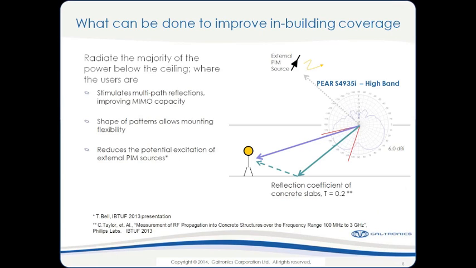Okay, so three things: we're radiating power below the ceiling, we're trying to stimulate the multipath environment, because that is required to give high order modulation, high order capacity in MIMO systems. And then finally, we're trying not to excite external PIM sources to the antenna, which may be located in the plenum space.